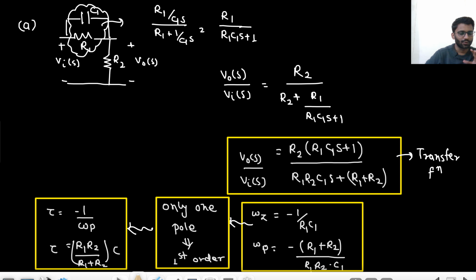They will ask you what is the location of pole. So you don't need to think about what will happen there. Just find the transfer function and see what is the location of pole. That's it. What is the location of zero? Just find the transfer function and see. But for placement guys, I will tell the method intuitively: how to think of the circuit, how to think of the location of pole, how to think of the location of zero. But only for the placement guys, not for GATE aspirants. So the GATE aspirant will be solving the problem like this, and for placement guys, we will make a separate video.